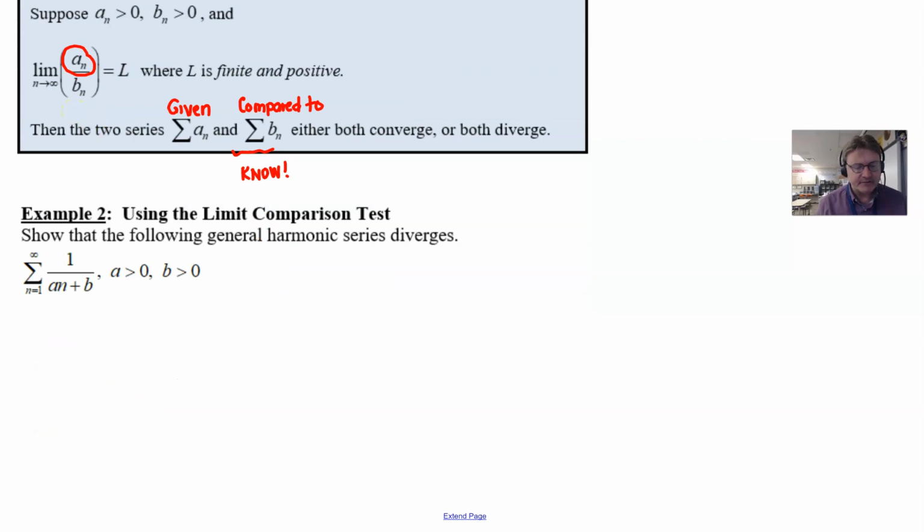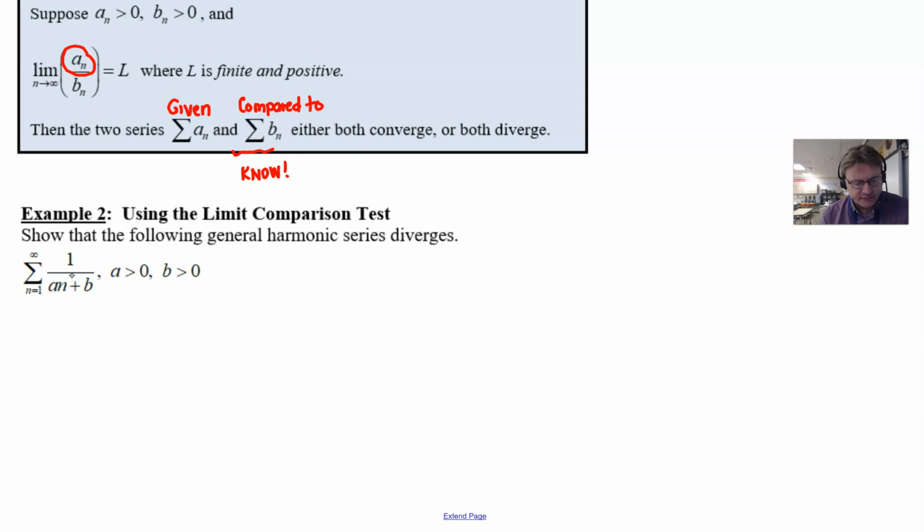So here's our example 2. It says, show that the following general harmonic series diverges. Well, you talked a little bit about the harmonic series in a previous video. What we have here is the general harmonic series, just meaning that it might have a coefficient in front of that n. Maybe we add a b, a positive or a negative b, but it's still going to behave as a harmonic series. And so we know that this should diverge, but let's double check.